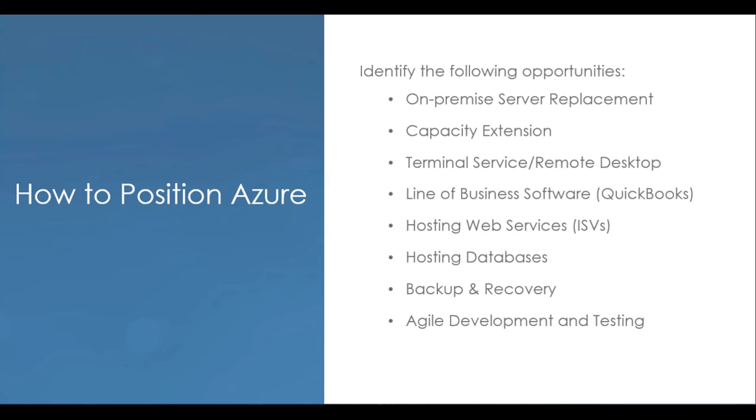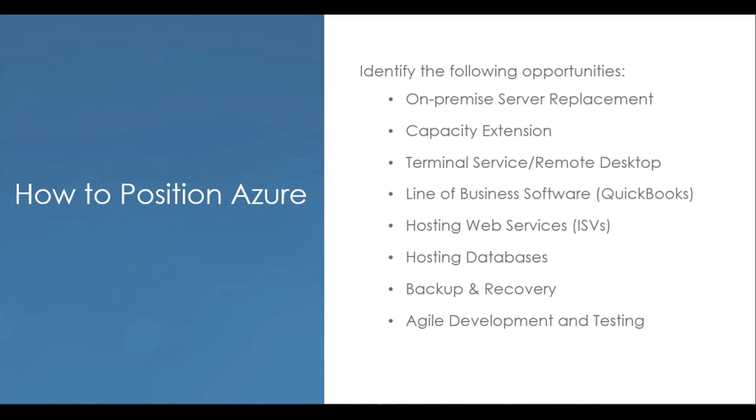Capacity extension is the other one. If somebody already has hardware, they're great, everything is managed great by you, they may need capacity extension. Let's say there's a Christmas promotion or anything like that. They may be looking to get some capacity, but just for a short period of time. Then something like Azure and infrastructure as a service works great there. Terminal service remote desktop is one that's very common.